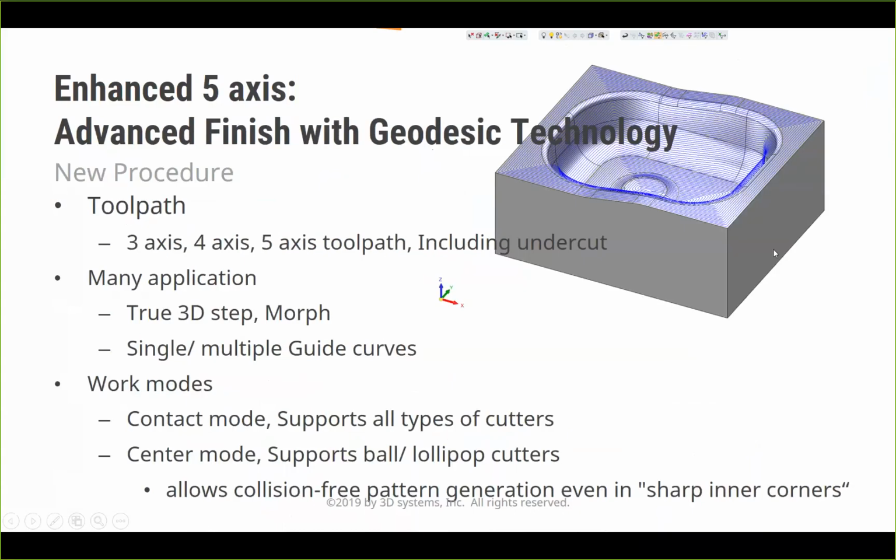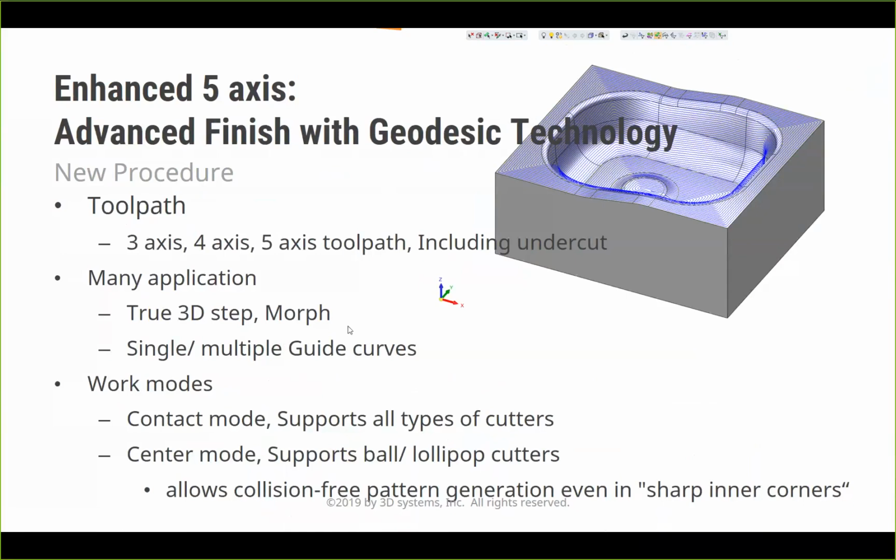Next is a new procedure for geodesic. This is an advanced finishing. It is more than a procedure. I would call it kind of an application. This creates a toolpath that can be 3-axis, 4-axis, or 5-axis, supporting also undercuts.